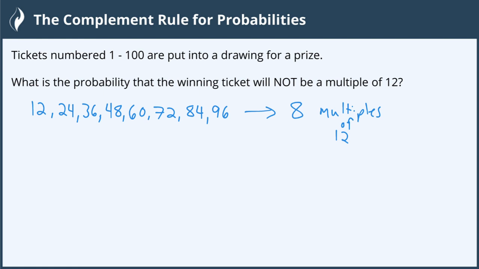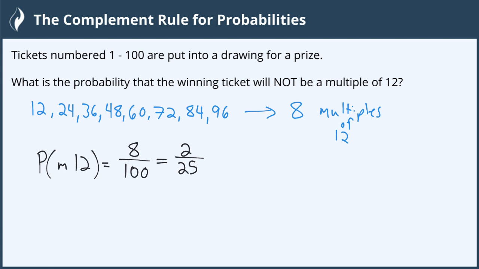So let's write out the probability that something is a multiple of 12 out of these tickets. Well, there are 8 values where that's the case out of a total of 100. This does simplify by dividing both top and bottom by 4. 8 divided by 4 is 2, and 100 divided by 4 is 25. So the probability that it is a multiple of 12 is 2 out of 25.